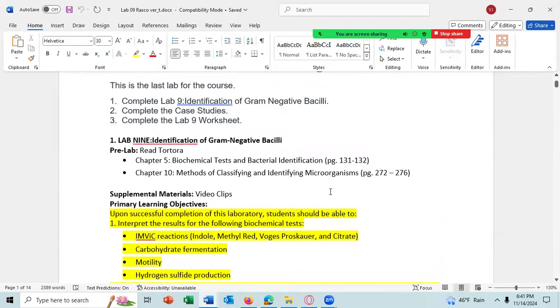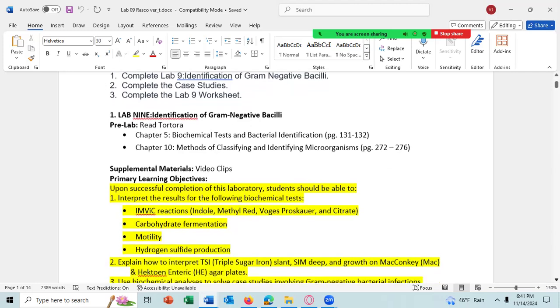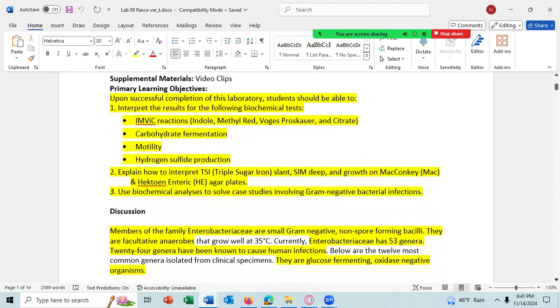As always, there's some reading. This lab has very little, only a page on biochemical tests and bacterial identification, and a few pages on methods for classifying and identifying microorganisms. There are some video clips as supplemental material in this lab. The learning objectives: upon successful completion of this lab, you should, 1, be able to interpret the results of the following biochemical tests. The IMViC reactions. IMViC stands for indole, I, methyl red, M, V is added, and then C for citrate.